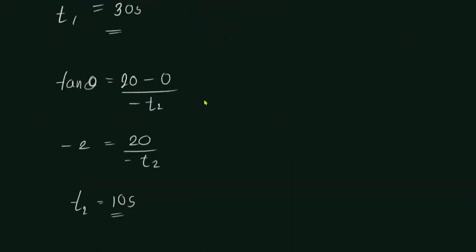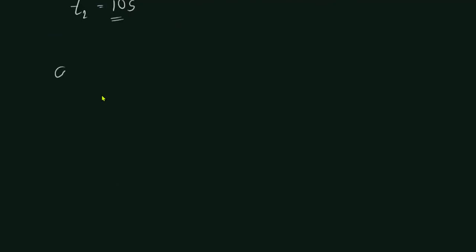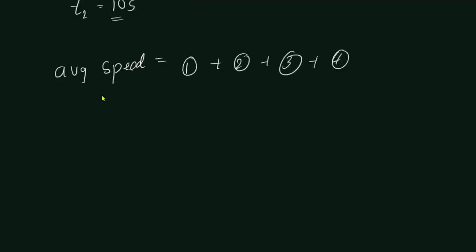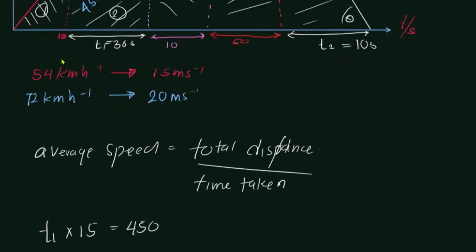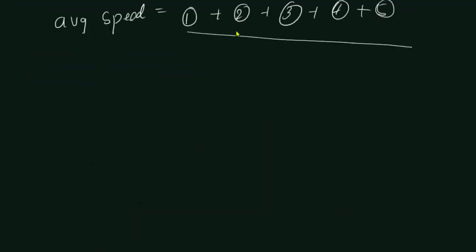So the average speed is going to be 1 plus 2 plus 3 plus 4 plus 5. There are 5 areas that we have to deal with, over the total time taken. Total time taken is 10, 30, 40, 50, 50 plus 10 is 60, 60 plus 60 is 120. It is simply 120.